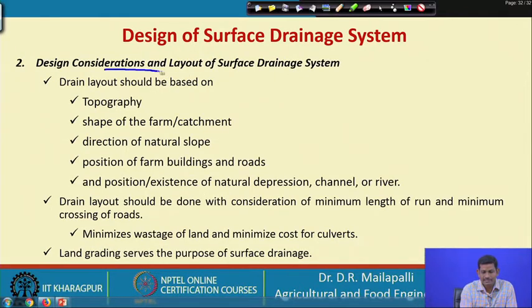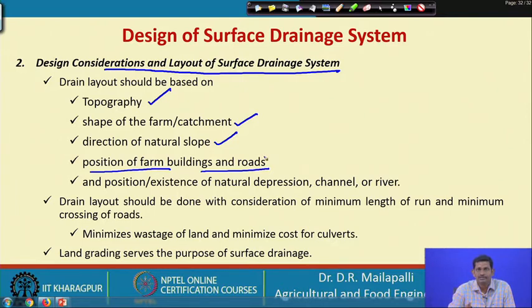The second is design considerations and layout of the surface drainage system. The first thing is that drain layout should be based on topography, the shape of the farm and catchment, the direction of the natural slope, which way the slope is leading, and the position of the farm buildings and roads. These are very important. Your surface trench should not cross these buildings or roads. Another important thing is the position and existence of natural depressions, channels or rivers. The drain base should be a little bit higher than the river or depressions, so that the water can go into the depression or the river.